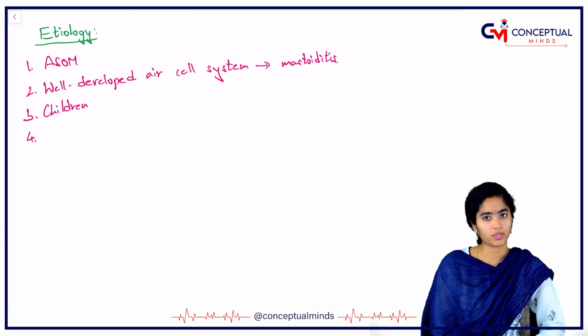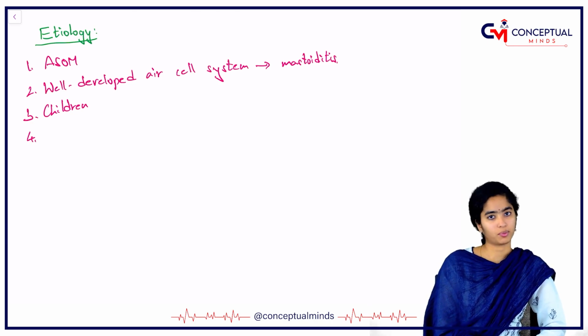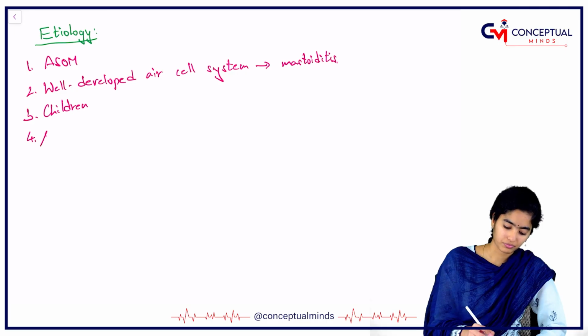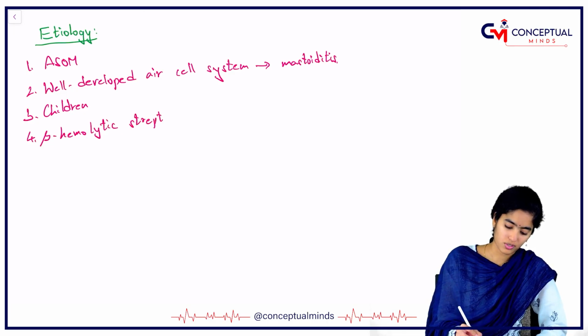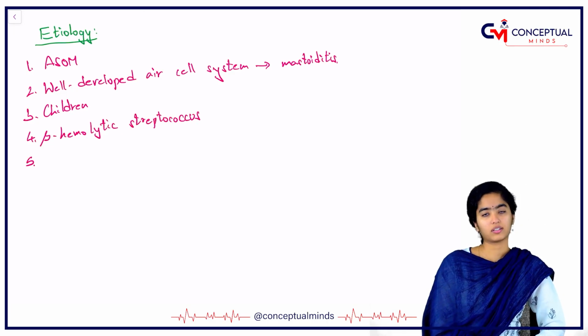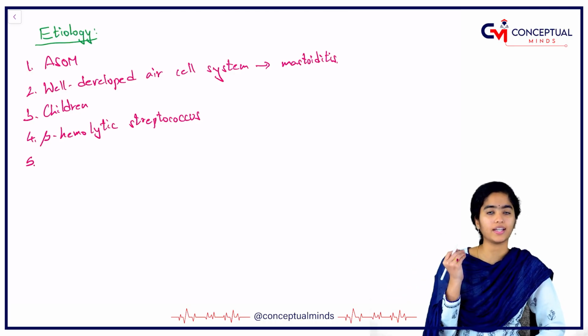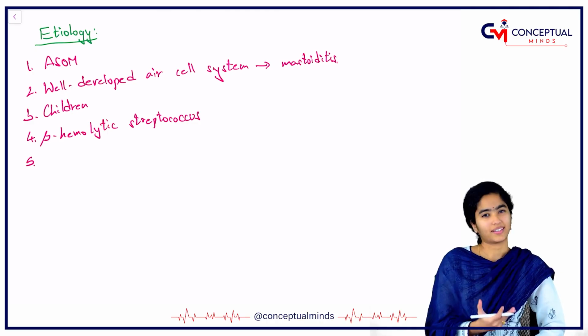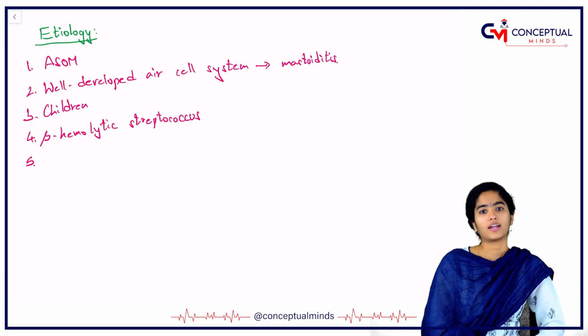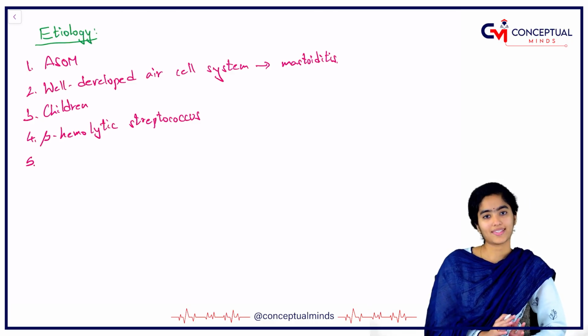And what is the most common causative organism? It is beta hemolytic streptococcus. And certain other remote causes of mastoiditis are if there is a penetrating injury, a trauma, that can also lead to mastoiditis, and sometimes even bloodborne infections can lead to mastoiditis. So these are the various etiological factors.